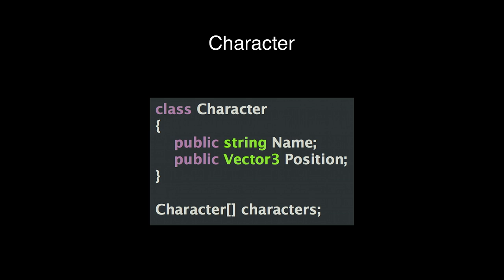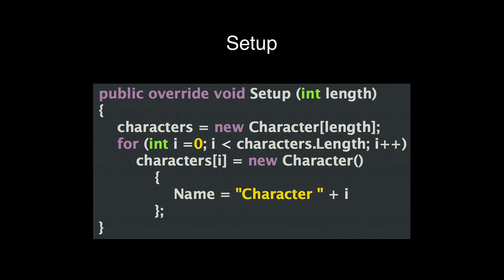All right, approach 1. This is the most naive approach. You're going to have a Character class with a public string field and a public Vector3 field, which is the position. And to store those 100,000 characters, we're just going to have a Character array called characters. Our setup takes the length, allocates an array of that size, and loops over the array. For every index in the array, it has to create a Character instance, and then it also has to set the name field of that character.